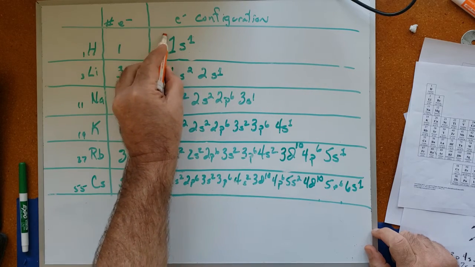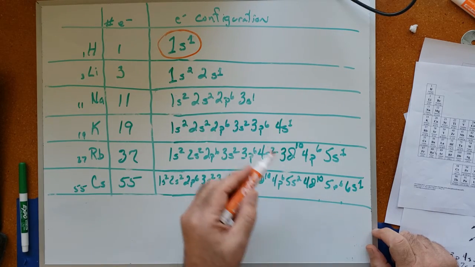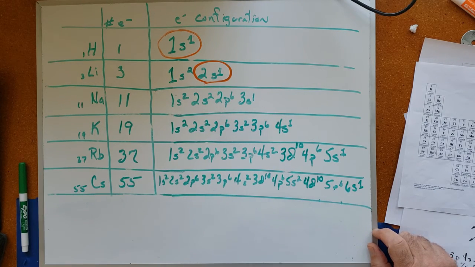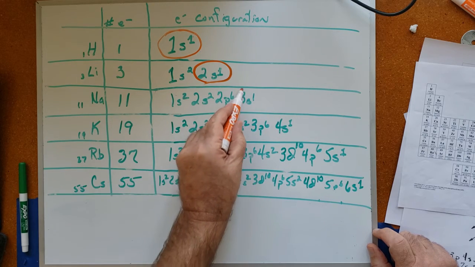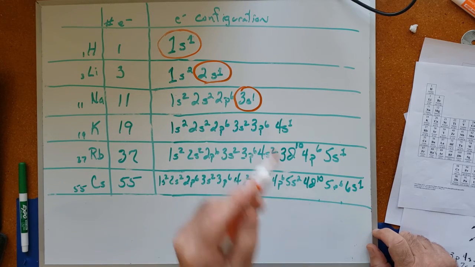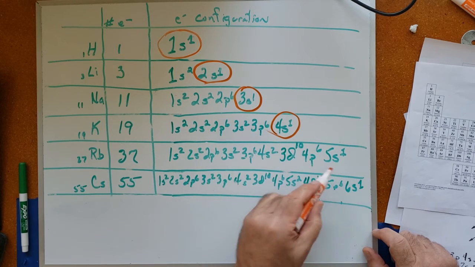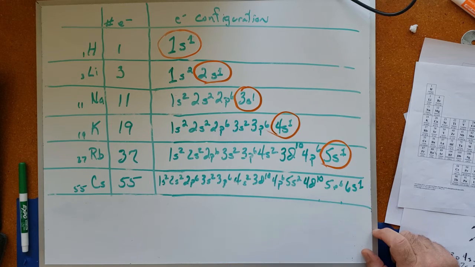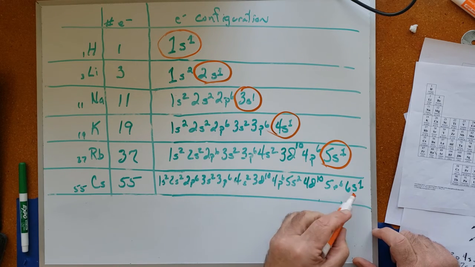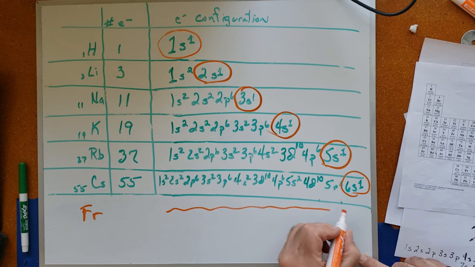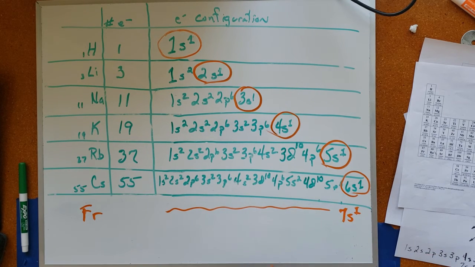Well, for hydrogen, here we go, it's 1s1. For lithium, the very last orbital filled is the 2s, and it has 1 electron. For sodium, okay, it's a 3s with only 1 electron. Potassium, 4s with only 1 electron. Rubidium, 5s with only 1 electron. And cesium is 6s with only 1 electron. And if we went back and did francium, we would have all this mess, and then the very last would be 7s with 1 electron. All right.